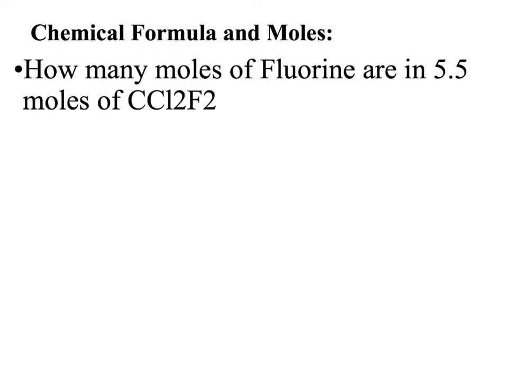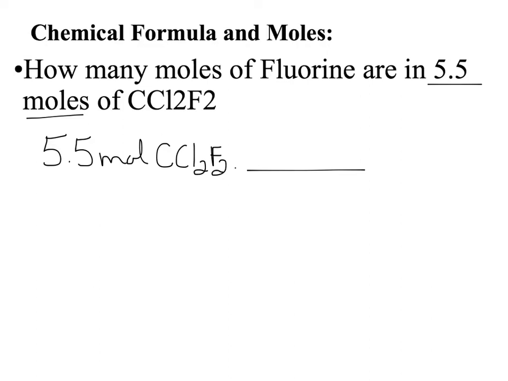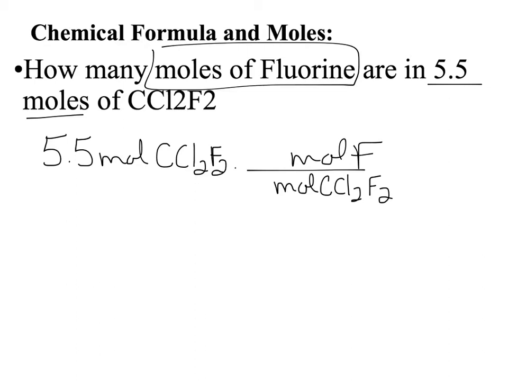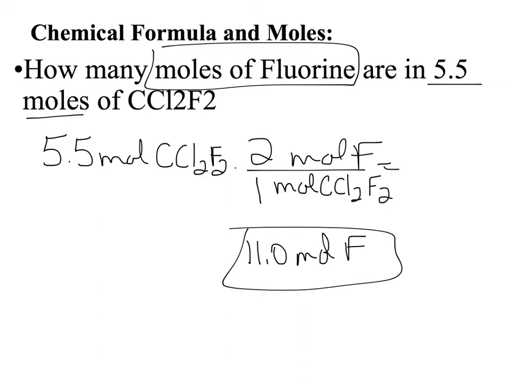So here's an example. How many moles of fluorine are in 5.5 moles of CCl2F2? Start with what you know. This is what we know. And then we make a conversion. Moles of CCl2F2 is on top, so moles of CCl2F2 has to go on bottom, and we're going to moles of fluorine. In 1 mole of this compound, there are 2 moles of fluorine. So we would get 11.0 moles of fluorine as our answer if we multiply across the top.